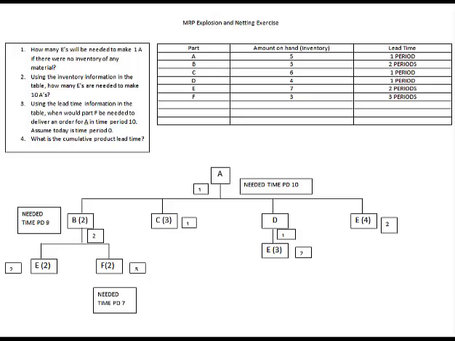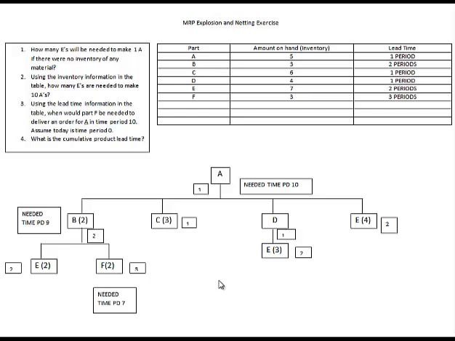Now, since part F is only used one place, it's used in the path from A to B to F, we really don't need to consider any of the other things, so we'll just keep it simple. All we have to do is go from A to B to F. So A is needed in time period 10, and it takes one time period to take the B's and the C's and the D's and the E's and convert them into A. So when is part B needed?